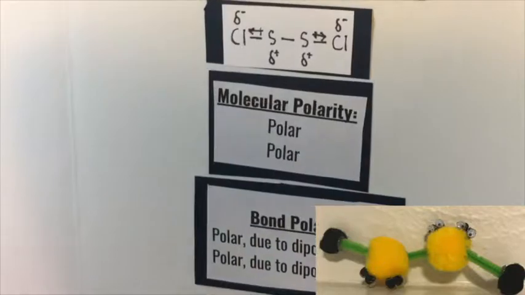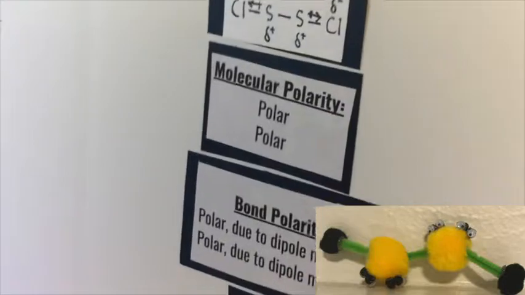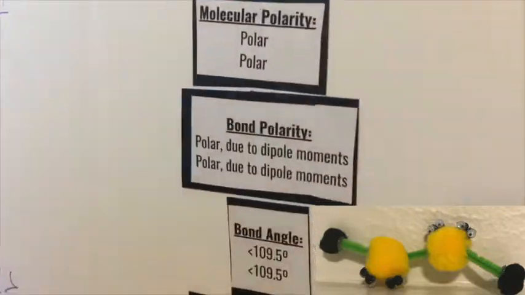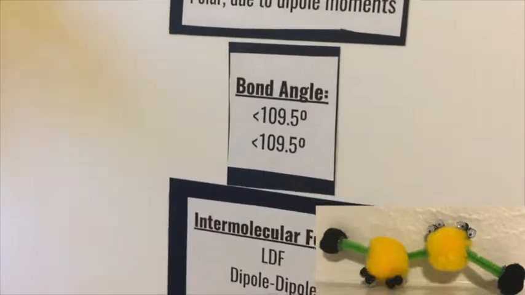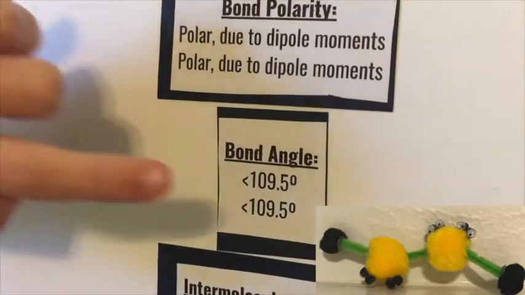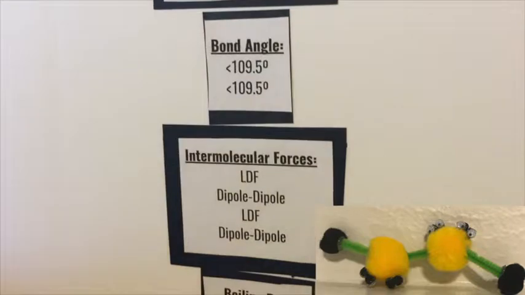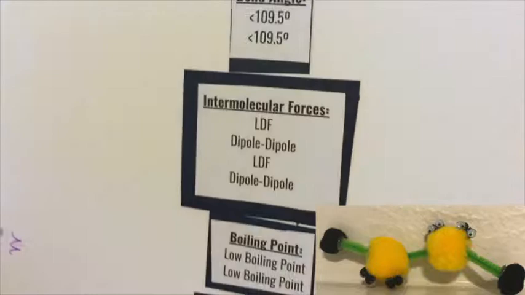After that, we identify its polarity, 2 different polarities, molecular and bond polarity. Its molecular polarity is polar. By simply looking at the molecule itself, it is not symmetrical. Bond polarity is also polar due to its dipole movements, one atom being stronger than the other, thus pulling it farther. Then we can look at the molecule and identify its bond angle, which would be less than 109.5 degrees, as also referenced to table 10.1. After identifying that, we can move on to finding its intermolecular forces, being LDF and dipole-dipole, since it is a polar molecule.